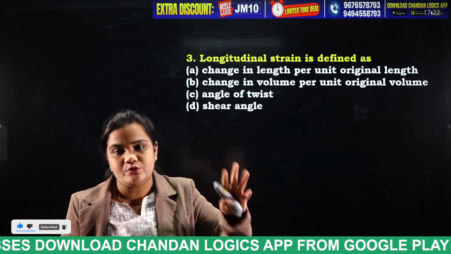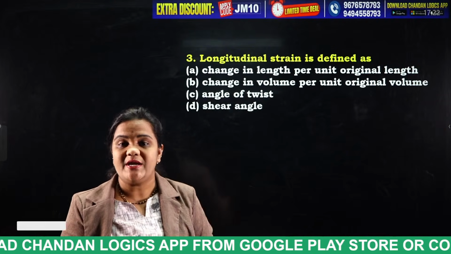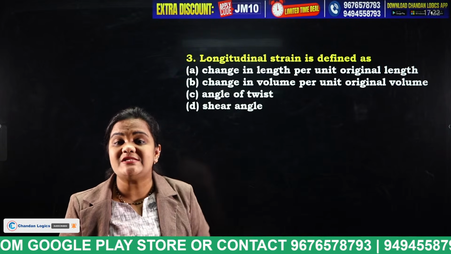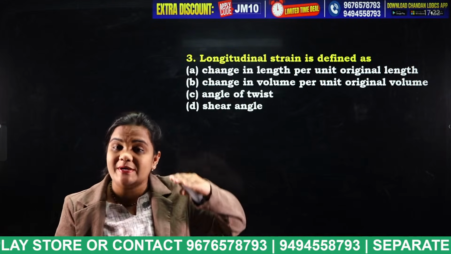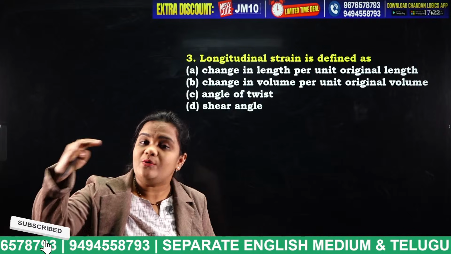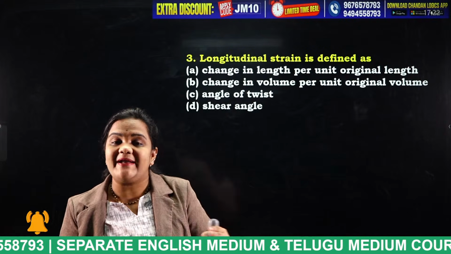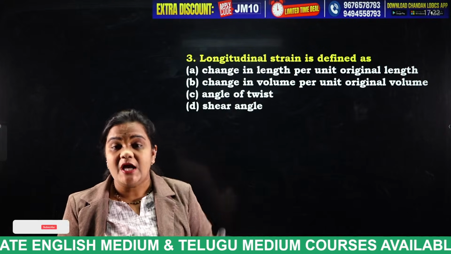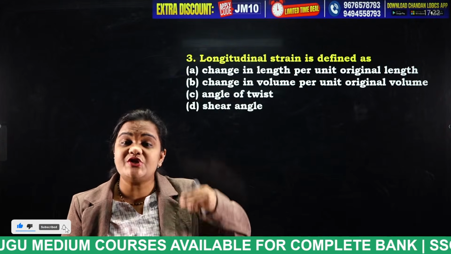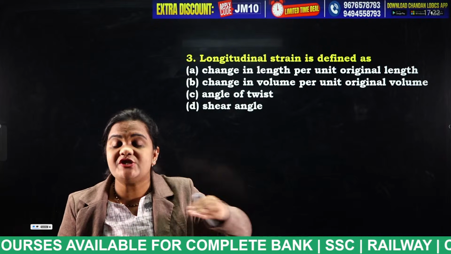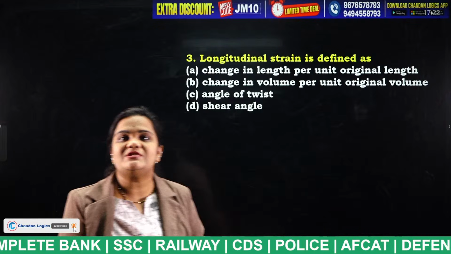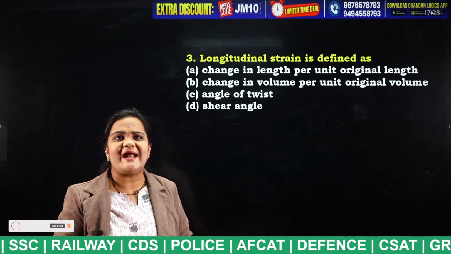We have three types of strains: longitudinal strain, volumetric strain, shearing strain. Longitudinal strain is nothing but change in length to its original length. Volumetric strain is nothing but change in volume to its original volume. And finally, shearing strain is nothing but change in angle position, change in angle. Now what is the answer for this question, students? Everybody mention your answer in the comment section.